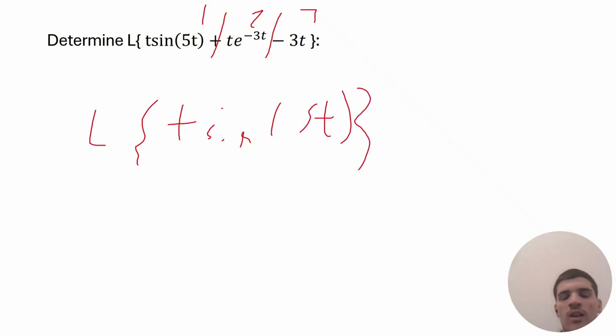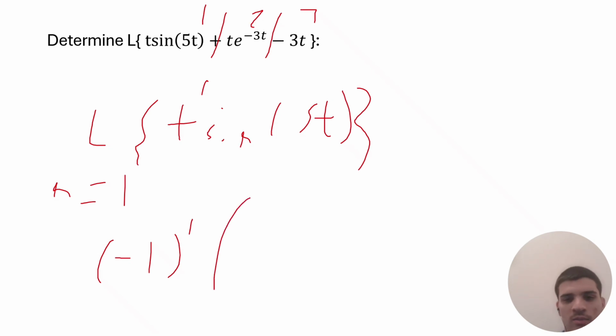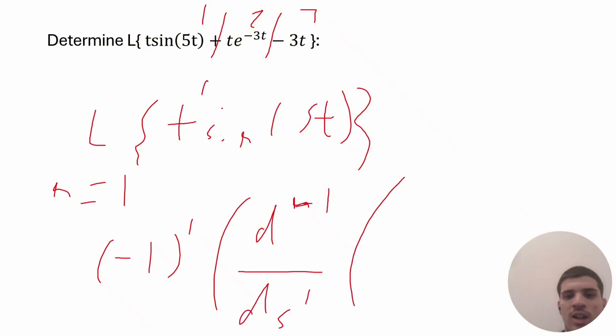If you look at this function, you can tell that it's a derivative because we have a t value with a power, which in this case is 1. So our n value is going to be 1. Then you just apply the formula, so it's going to be -1 to the power 1 times the first derivative, d over ds to the power 1, times the Laplace of sine 5t.